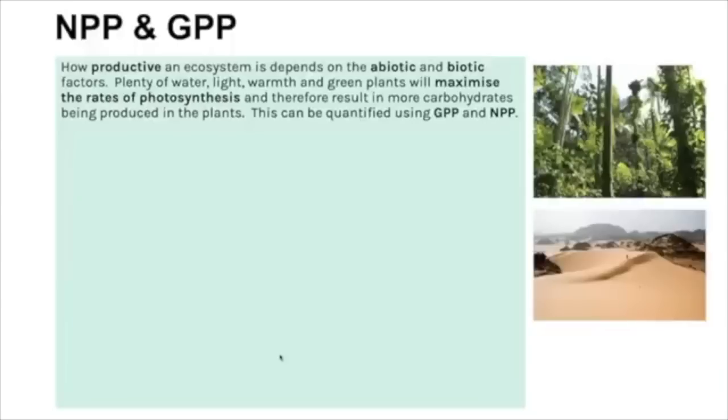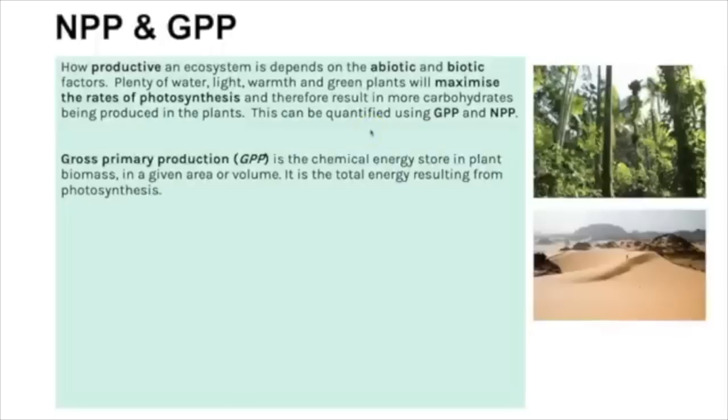NPP and GPP are two key terms that you need to know. So how productive an ecosystem is depends on the abiotic and biotic factors that are within that ecosystem. If there's plenty of water, light, it's warm, there's lots of green plants, then you'll have a really high rate of photosynthesis, and that results in more carbohydrates being produced by the plant. And we can quantify this using GPP and NPP.